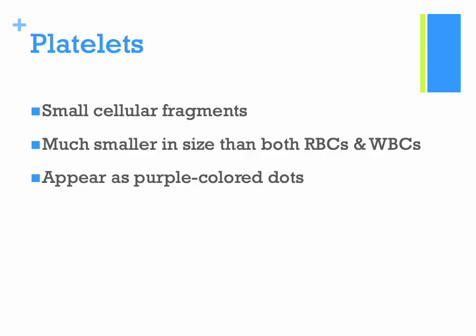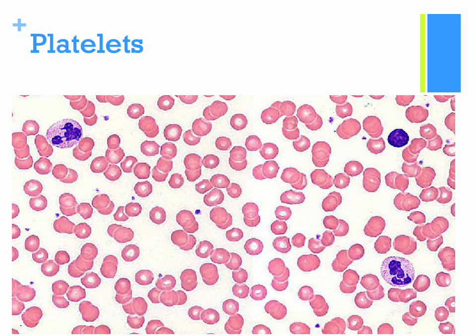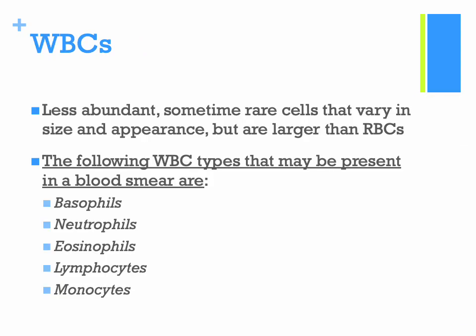Then the platelets, they're cellular fragments, they're not cells, they're much smaller than the red cells and the white cells, and they appear in purple colored dots in our smear. And you see them here. You can see platelets all over here, okay? As you can see, they're smaller than the red cells and the white cells.